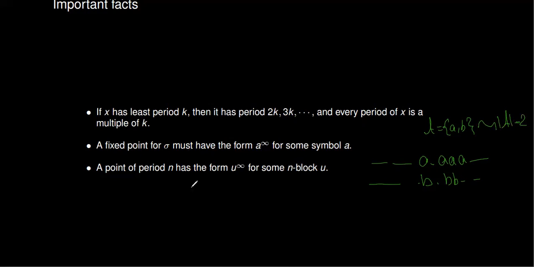And a point of period n has the form of this guy, for some n belonging to the natural numbers. So it means you have one word u with length n, for example x0, x1 till x_{n-1}, and u repeated n times like this, put together. So it is this main concept.